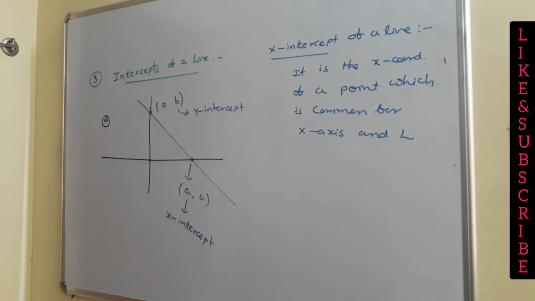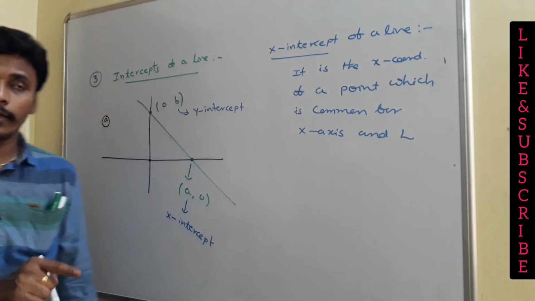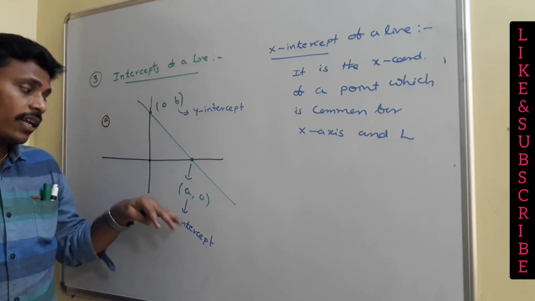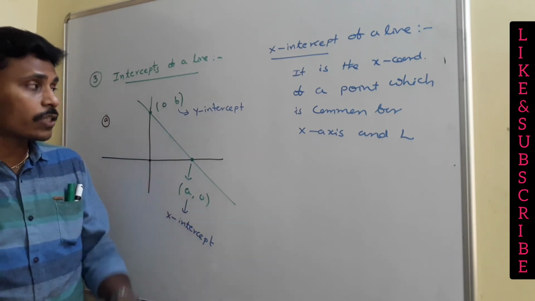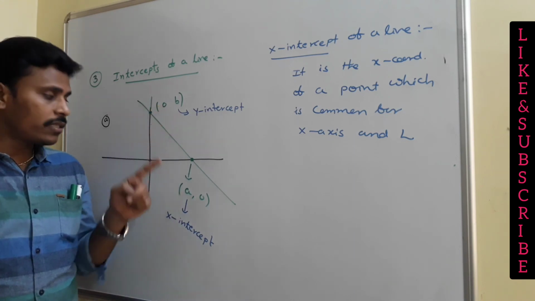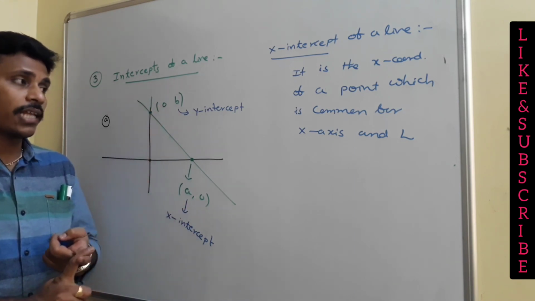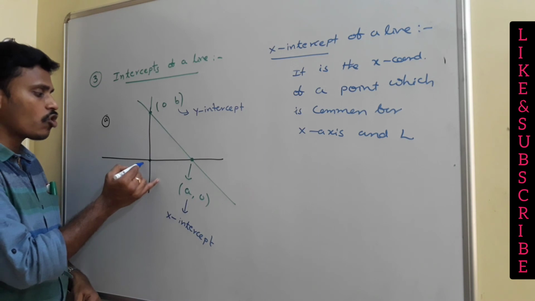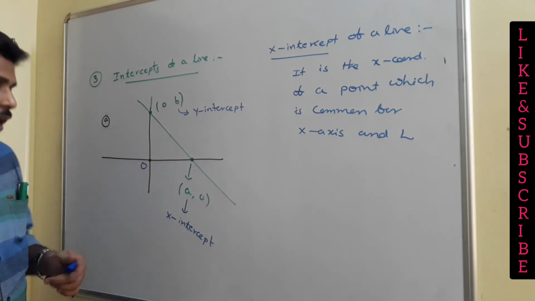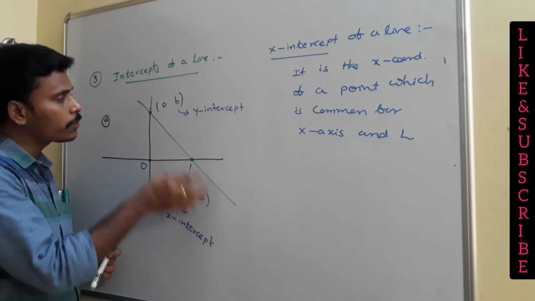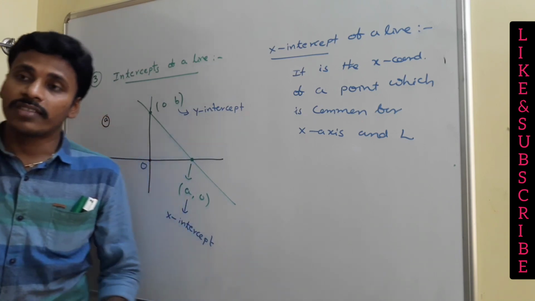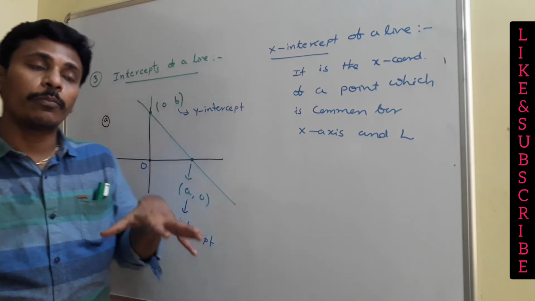In a similar pattern, what do we say about the y-intercept of a line? The y-intercept of a line is the y-coordinate of the point which is common for the y-axis and the line. Look here, the x-intercept is the x-coordinate of this point, whereas the y-intercept is the y-coordinate of this point. This is the point common for the x-axis and the line. This is the point common for the y-axis and the line, and this is the origin. Depending upon the position of the line and the locations of these points, the x-intercept and y-intercept may be positive or negative.